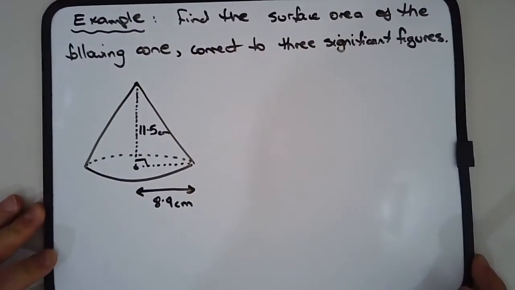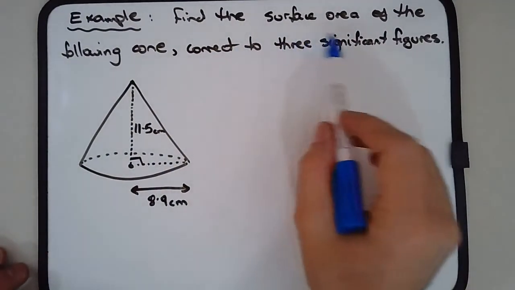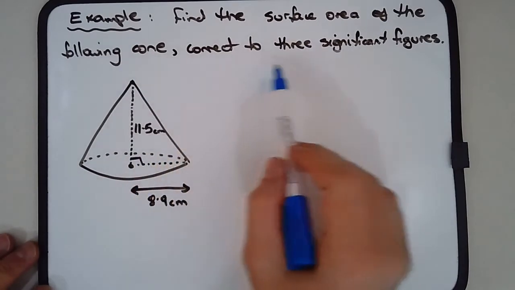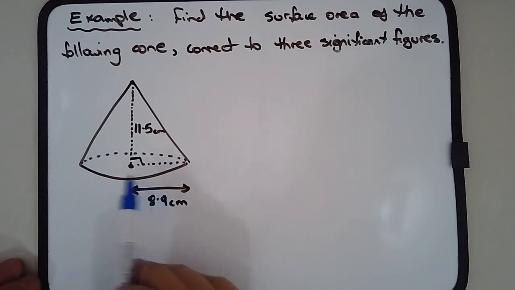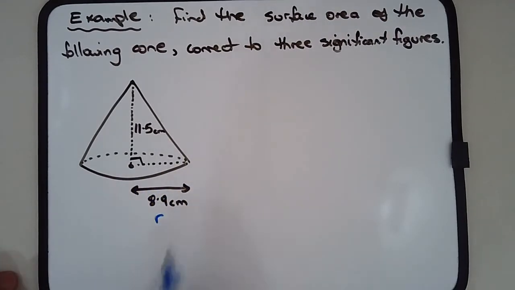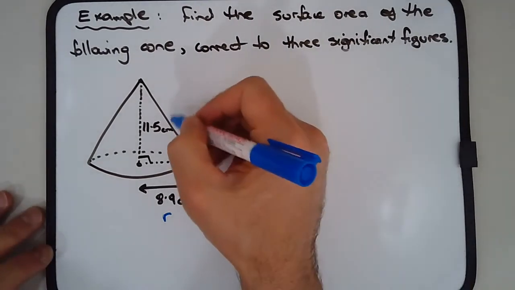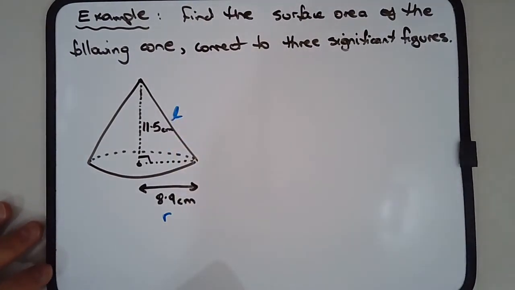Let's have a look at an example. Find the surface area of the following cone correct to three significant figures. So here's our cone. We have a radius here, 8.9 centimeters, so I'll just put an R there. Now we're given the perpendicular height, but we can't use that, not directly anyway. So we need the slant height, so you need this L.